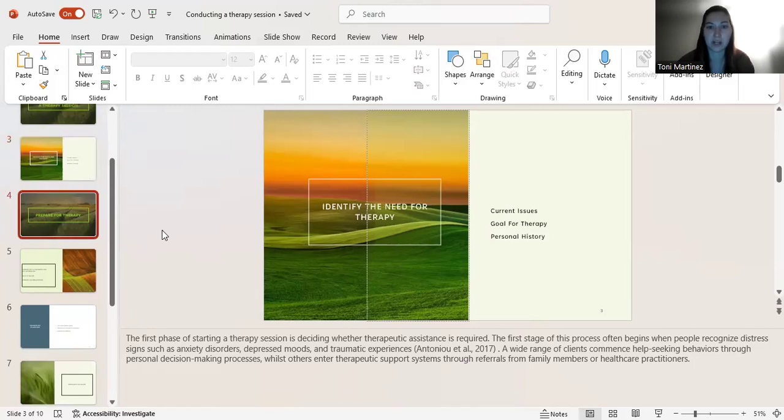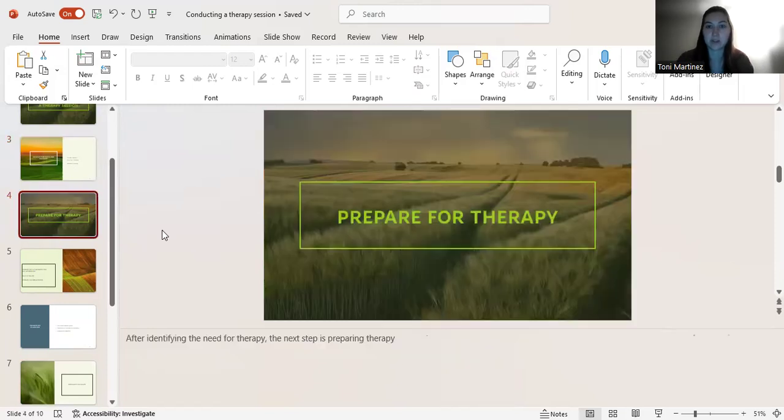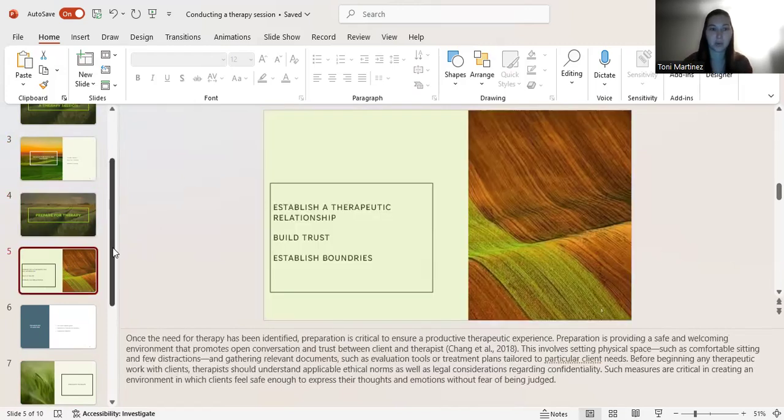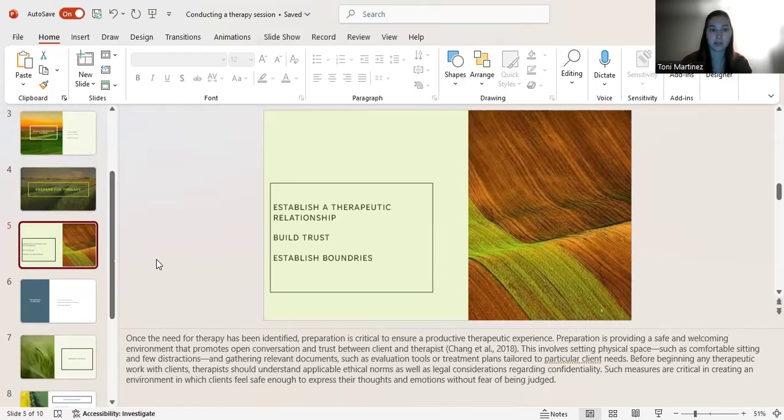So once we've identified that there is a need for therapy, we do want to prepare for therapy, and that is going to be the next step. When we're preparing for therapy, that means that the need for therapy has been identified. Preparation is critical to ensure a productive therapeutic experience. Preparation is providing a safe and welcoming environment that promotes open conversation and trust between clients and therapists.